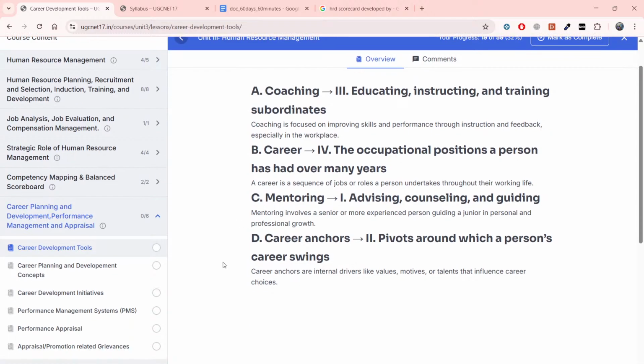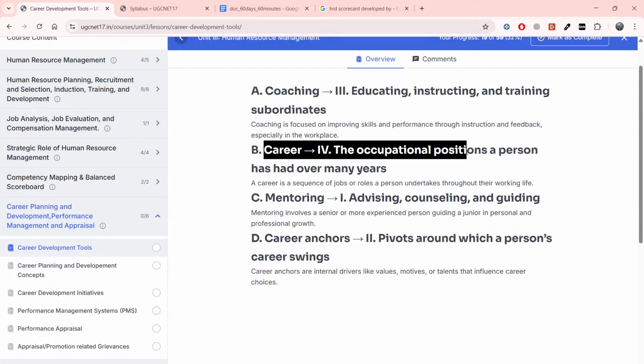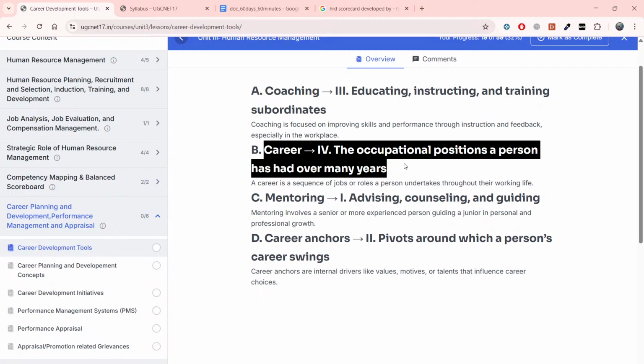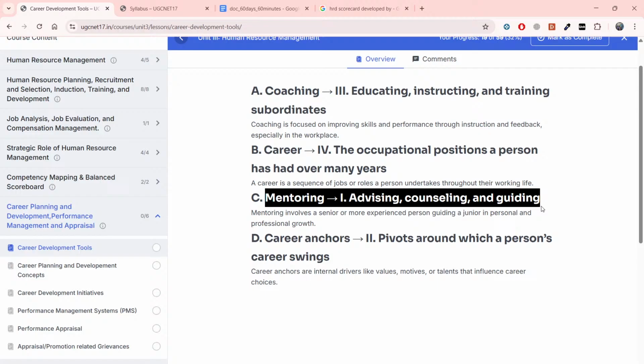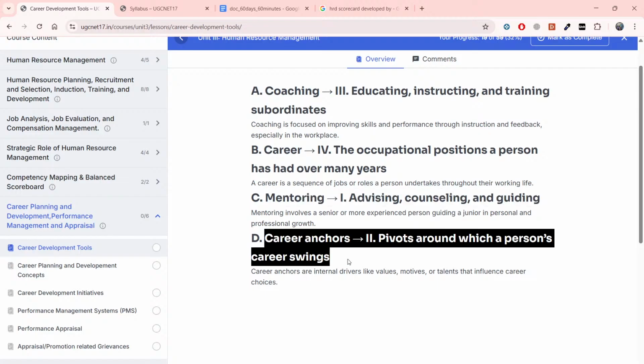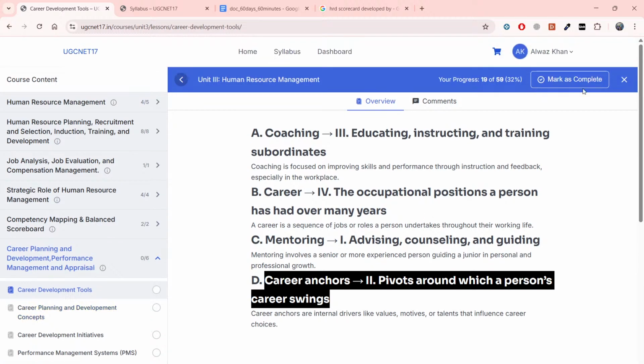So this is also done. Yes, first comes career, the occupational position a person has had over many years. Then comes coaching, educating, instructing, and training subordinates. Then comes mentoring, advising, counseling, guiding. Then comes career anchors, pivots around which a person's career swings.